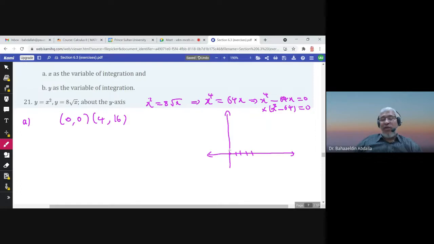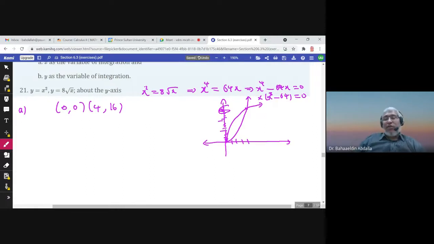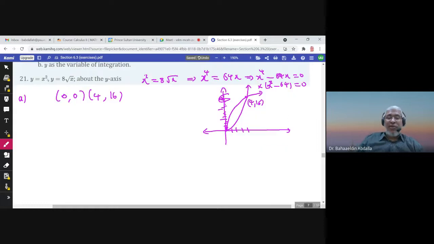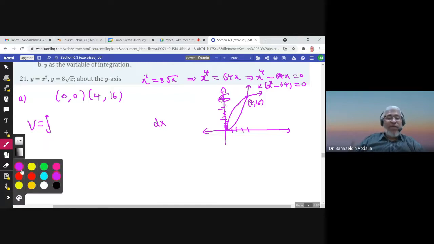1, 2, 3, 4. Let us say this is 16, okay? So this point is 16. Now I have x squared, so that's x squared. And 8 square root of x would be like this. So about the y-axis. So this point of intersection is 4 and 16. All right. Now about the y-axis, and we need the variable of integration x. So we need to integrate with respect to x. To integrate with respect to x, I have to take a vertical rectangle. So the width is delta x.